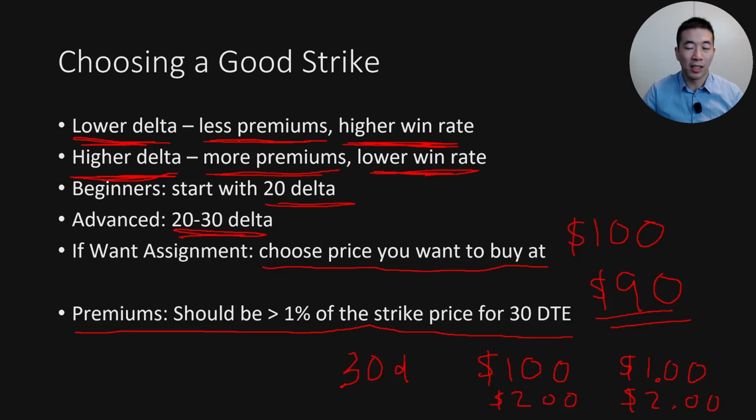So if it's 60 days, okay, what would it be? If we're looking at 60 days and the strike is 100, we're looking at $2 here. Right. Let's erase this. 60 days out, 100 strike, you should collect at least $2.